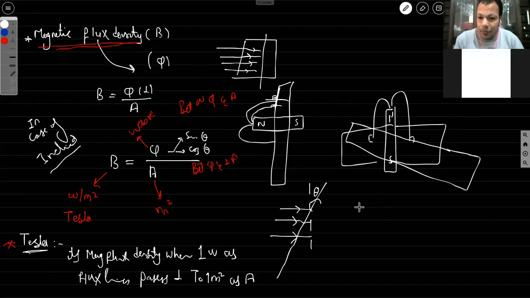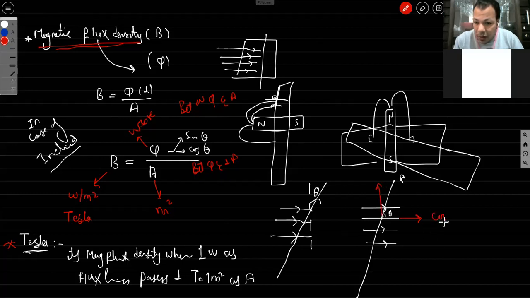Sure. This is the field lines, and here is the area. So here is the angle theta between the field line and the area itself. So in this case, by the red one, this is the horizontal component, this is the vertical component, this one will take cosine, this one will take sine. While here, this is the vertical component, this is the horizontal component, this one will take cosine, and this one will take sine.